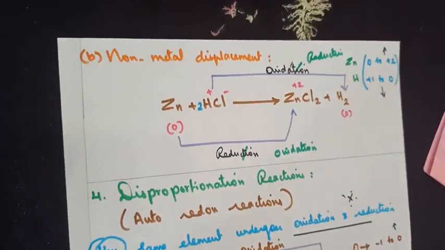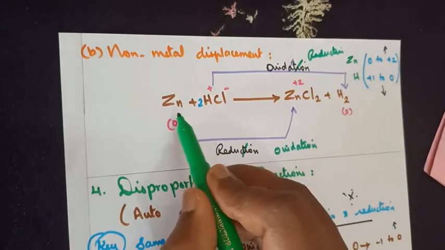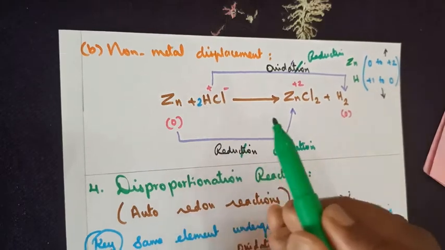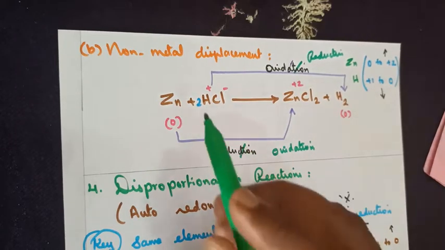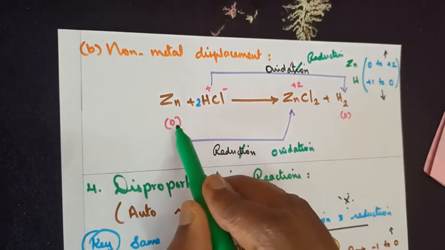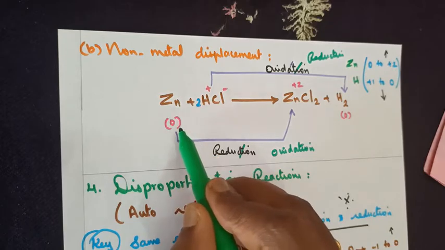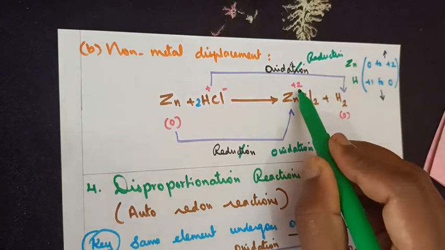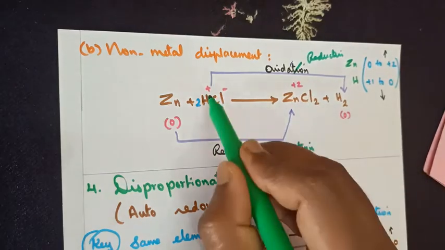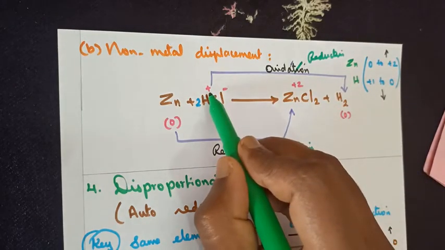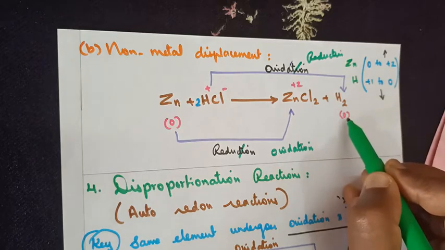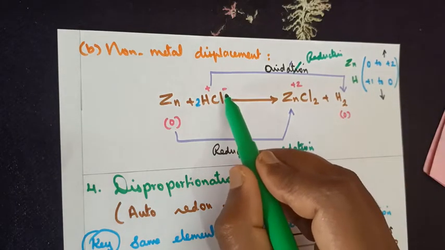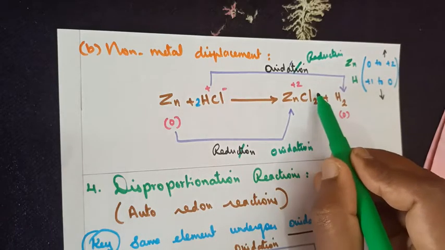Moving on to non-metal displacement. If you look here, zinc is a metal, hydrogen is a non-metal. Here again, if you calculate the charge, zinc, as I told you, has oxidation state 0 in the elemental form. Combined in zinc chloride, +2 will always be the charge. Now hydrogen here, +1 is the charge. The elemental form of hydrogen has charge 0. Chlorine, if you calculate here, the charge is -1. Here 2 chlorines are there.